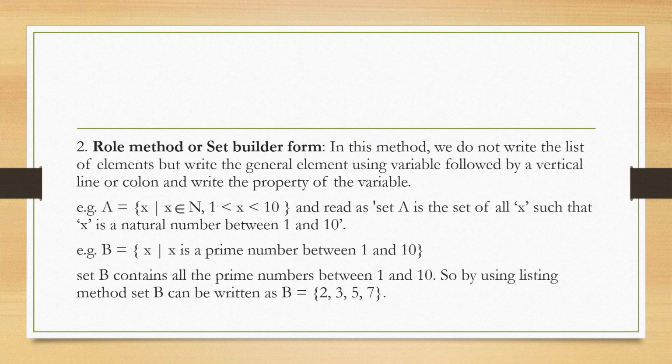So by using the listing method, set B can be written as B is equal to curly bracket open 2, 3, 5, 7. What is meant by a prime number? A prime number means a number which comes in only one table, that of itself and one, is known as a prime number. And 2 is the only even prime number in the number system.